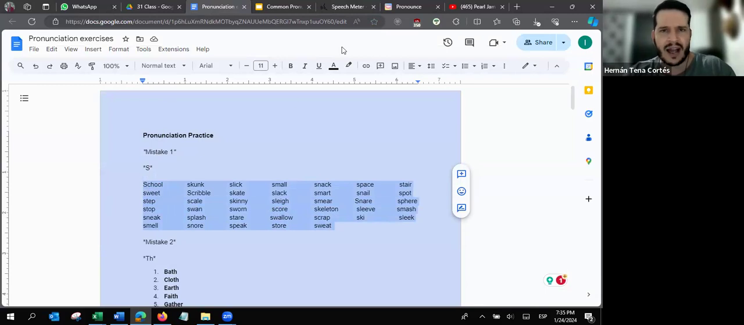So right now, guys, I am going to share the tool that we are going to use to practice this pronunciation. I'm gonna share it in the chat of Zoom. And I'm also going to share this in the WhatsApp group. All right, boom.